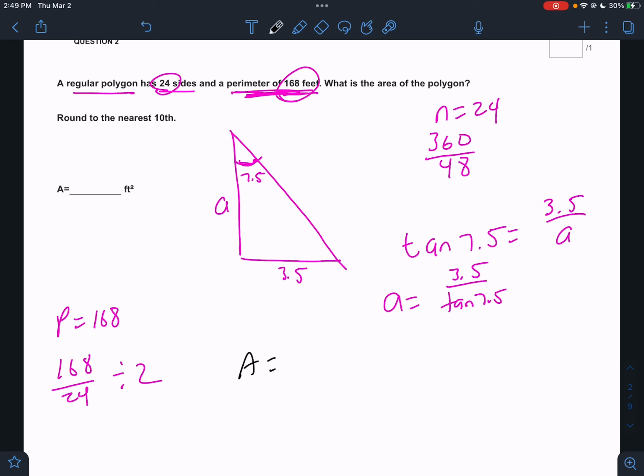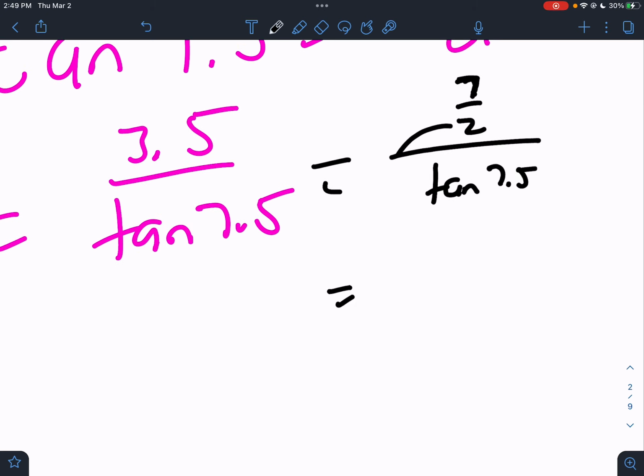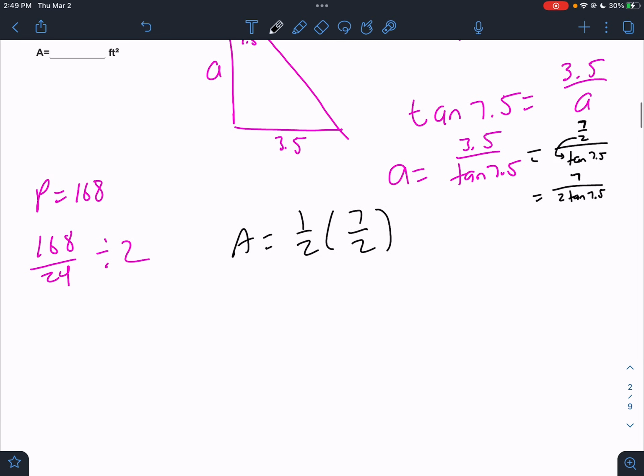So the area of the triangle would be 1/2 times the base. I'm going to make it a fraction, it's easier to work with fractions, 7/2. And by the way, let's look at this real quick because people are confused by this. This would be 7/2 over tan 7.5, which is the same as, you can swing that 2 to the bottom, 7 over 2 times the tangent of 7.5. Okay. So this would be 7 over 2 times the tangent of 7.5.